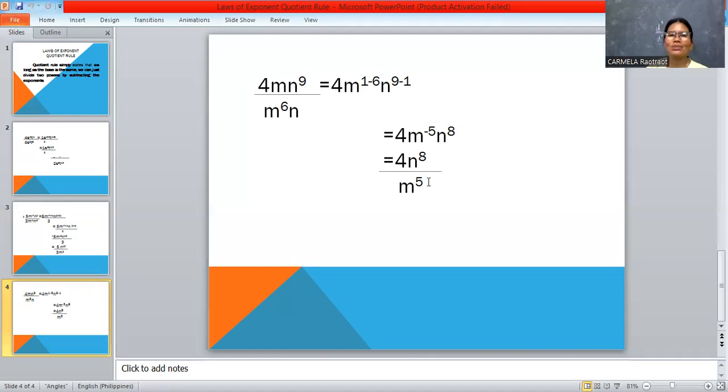Again, the laws of exponent, quotient rule: what you're going to do is simply, if they have the same base, you subtract the exponents.